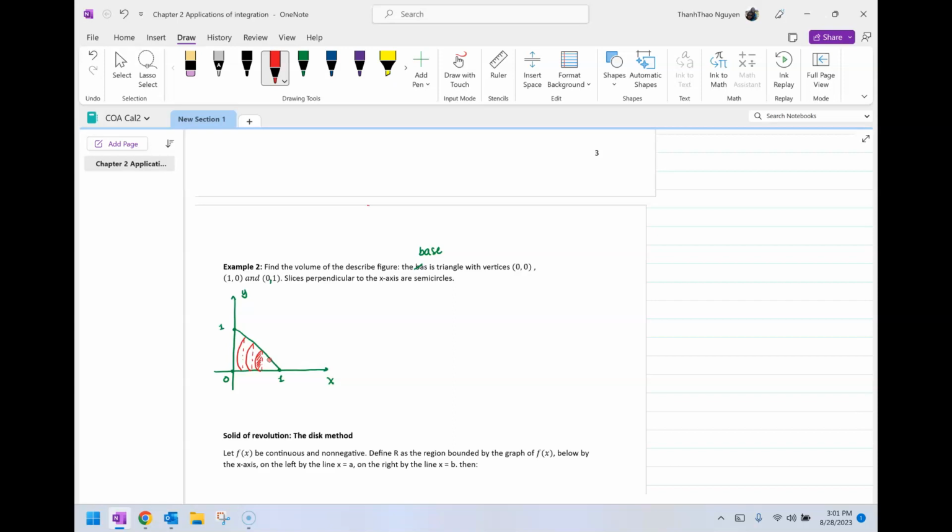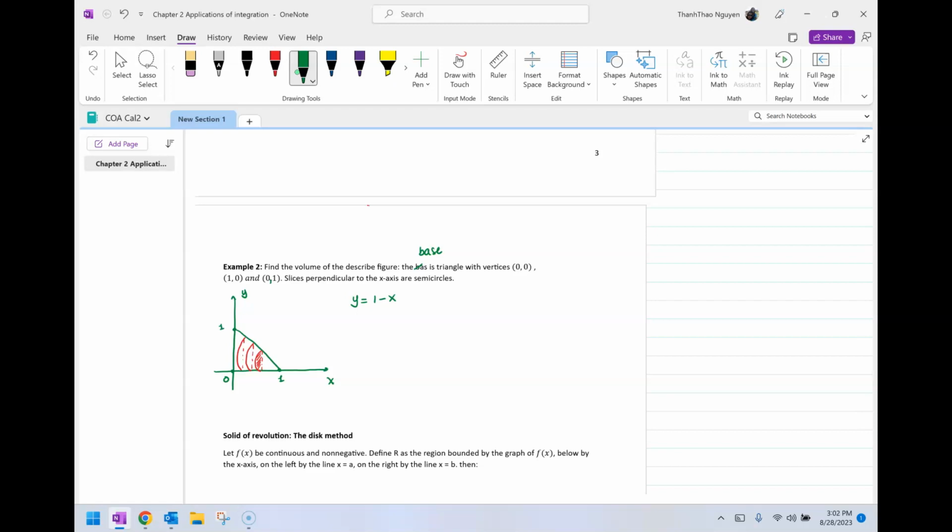So we first need to find the diameter of the circle. The cross section is a semicircle, right? And the diameter is the distance from the x-axis to that line that connects (1,0) and (0,1). So let's find the equation of the line. That equation is y equals 1 minus x. Let's double check that. When x equals 0, y equals 1. When y equals 0, x also equals 1. Right, so that is our diameter.